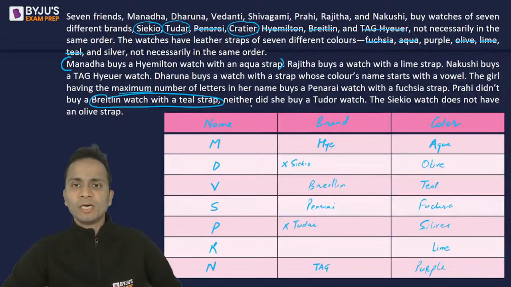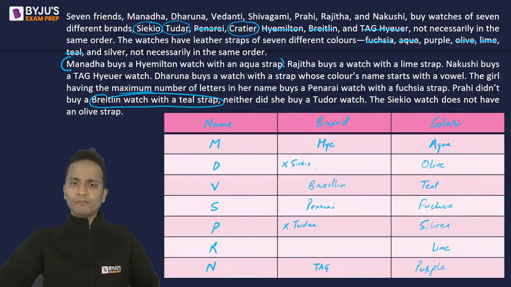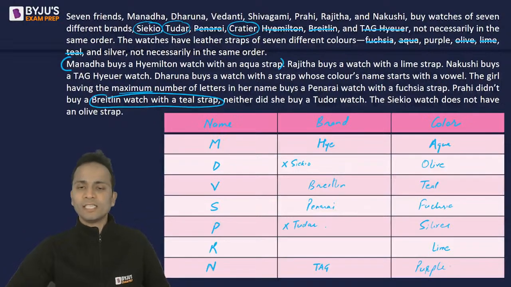All right. Now, the Seiko watch does not have an olive strap. Seiko, Tudor, and Cartier, these three watches are left. Can we fill it somewhere? Yes. Seiko will not be bought by Dharuna, as this is already filled in the table. Seiko will also not be bought by Prahi because the color is silver. If S is already used here, the name of the brand will also not start with S. So Seiko has only one place to go. It is Rajatha. So Seiko will come here.